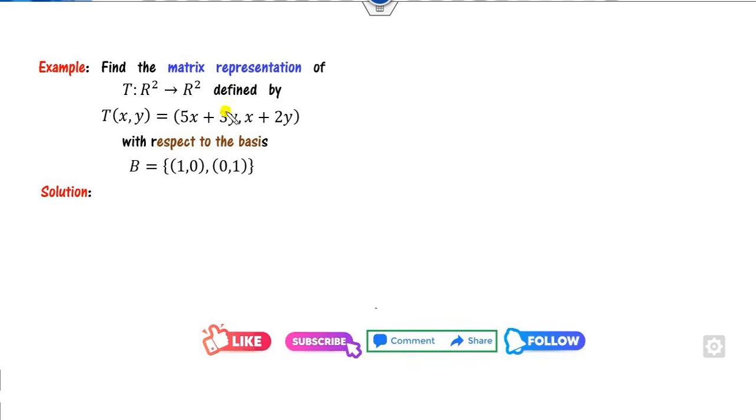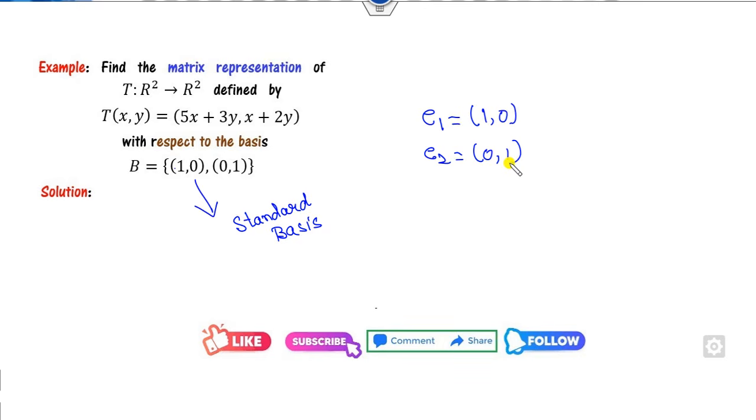Look at one more example. So this is R2 again. Fine. You can see this is 1 comma 0 and 0 comma 1. This is called the standard basis. Sometimes it is called E1, which is 1 comma 0. E2 is 0 comma 1.